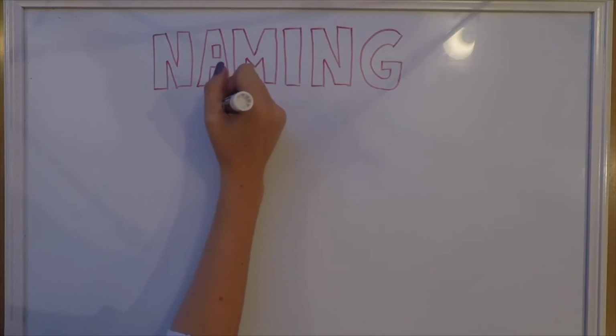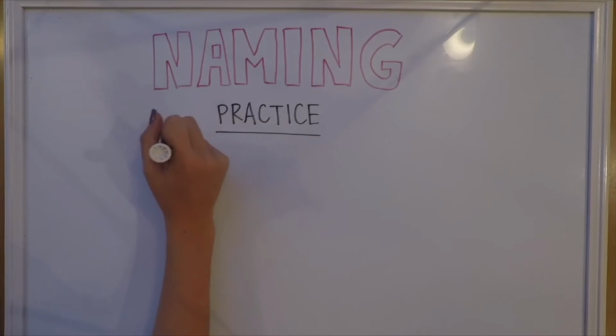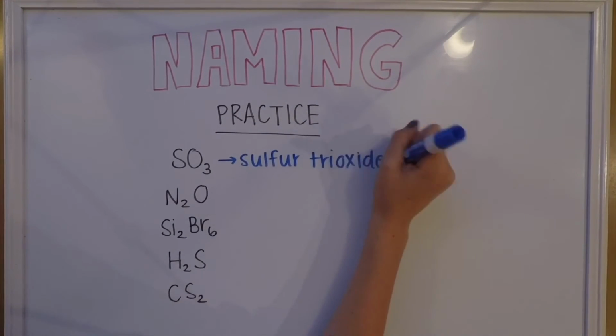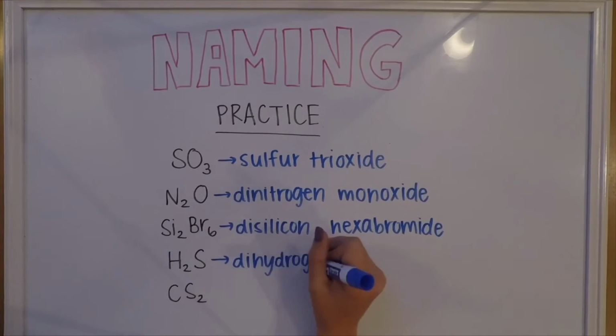Now it's time to practice. Using the 5-step process I have shown you, try and name each of these covalent compounds. Make sure to pause the video now. Now here are the answers to the practice problems. Check to see if you got them correct.